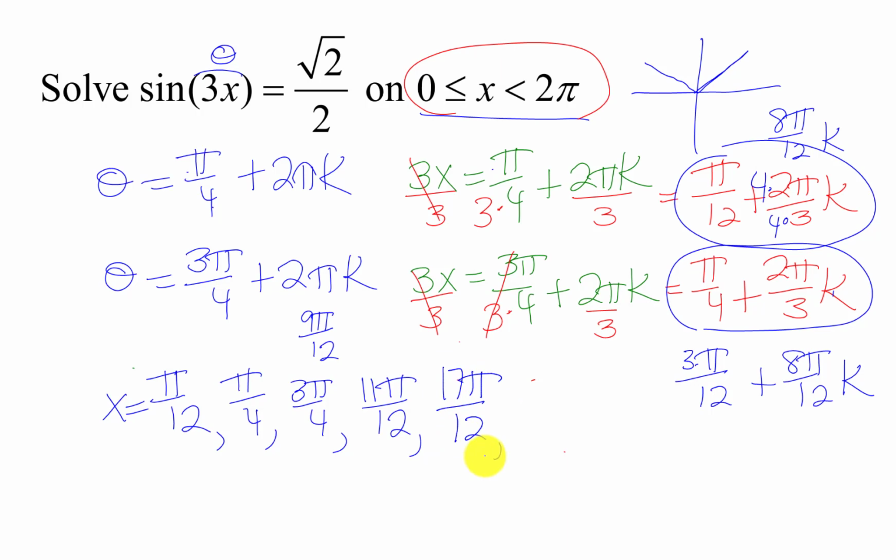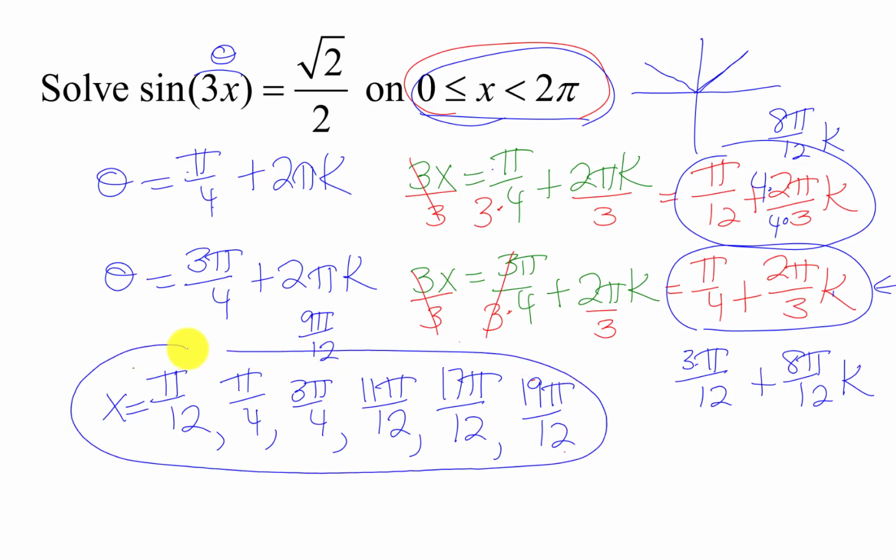And notice 17 pi twelfths is still between 0 and 2 pi, because 24 pi twelfths is 2 pi. So that's still there. We've got 1, 2, 3, 4, 5 of them. Going back to the second solution now and letting the k be 2, so we're going to add 16 pi twelfths to the 3, and we're going to get 19 pi twelfths. And there are our 6 solutions.